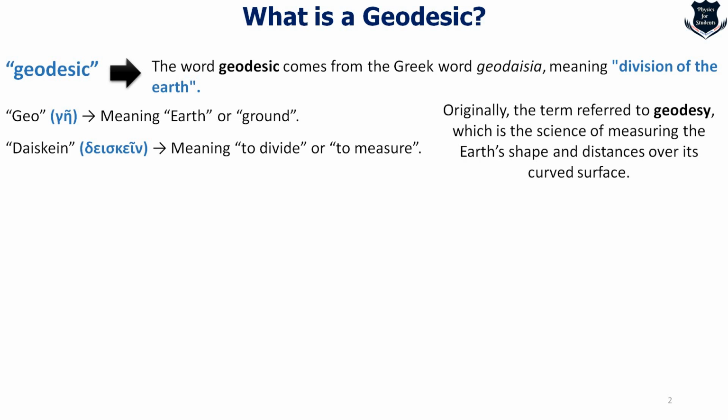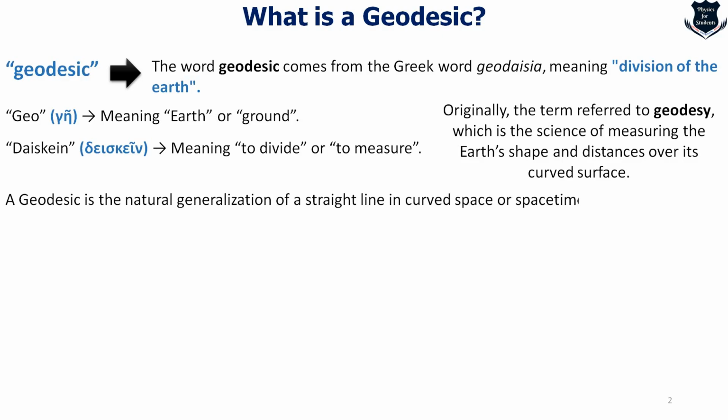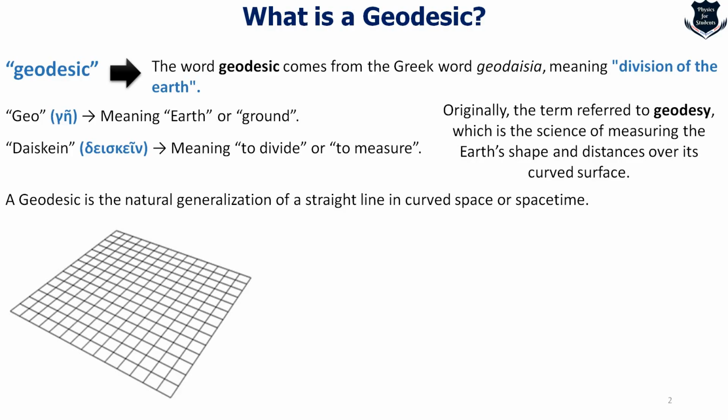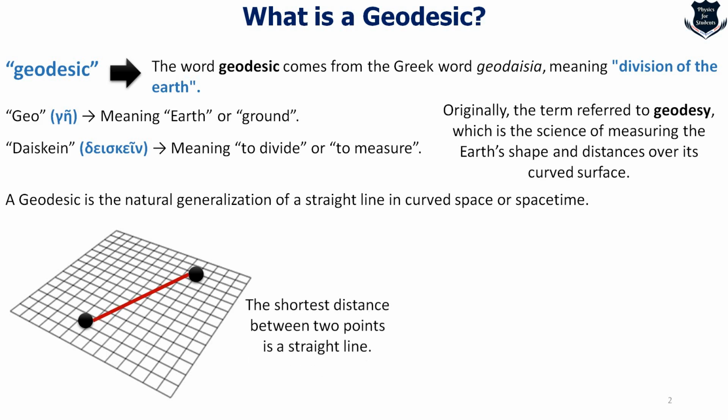So overall what we can understand is that this term geodesy is a kind of science which is involved in measuring the earth's shape and the distances that it covers over the surface. Now a geodesic in the natural sense is just a straight line either in a curved space-time or in a flat space-time. If we consider this to be a flat space-time and we take two black dots as 2 points, then we can see that the shortest distance between 2 points is a straight line.